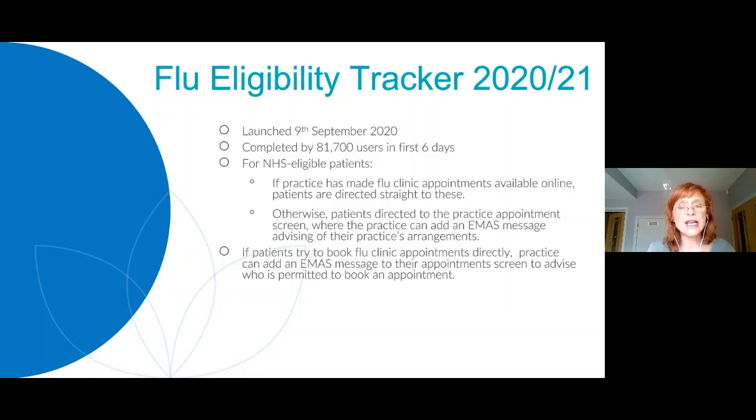Now, for NHS eligible patients, if the practice has got flu clinic appointments that have been made available online, and of course, unless you're in Scotland, then you can tag your appointments as flu clinic or flu clinic under 4 or flu clinic over 65, so you can specify what kind of clinic it is.